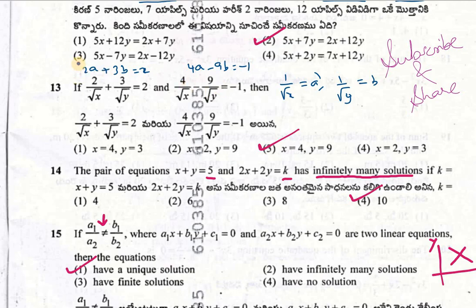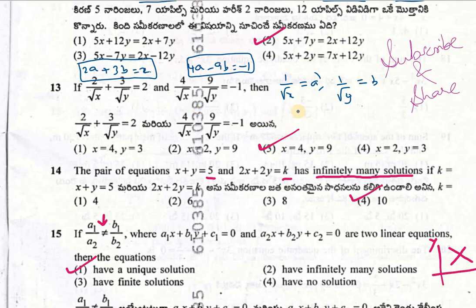So we have to solve these two equations: 2a plus 3b is equal to 2 and 4a minus 9b is equal to minus 1. When you solve these two, you will get the values of a and b. You know how to solve this equation. It's very lengthy, so I am not writing it here.